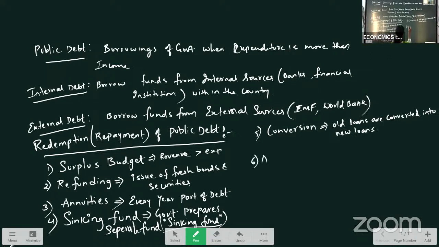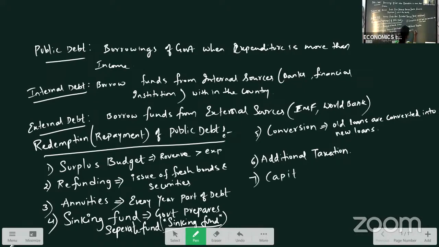Another method to repay the debt is additional taxation. When the government requires revenue, they charge extra taxes or high taxes from the public. Taxes are the source of revenue to the government, so as they collect the taxes, that income is used as repayment of debt. Extra, additional taxes are levied on the public from various sources, and whatever is collected is used to repay the debt. That is called additional taxation.